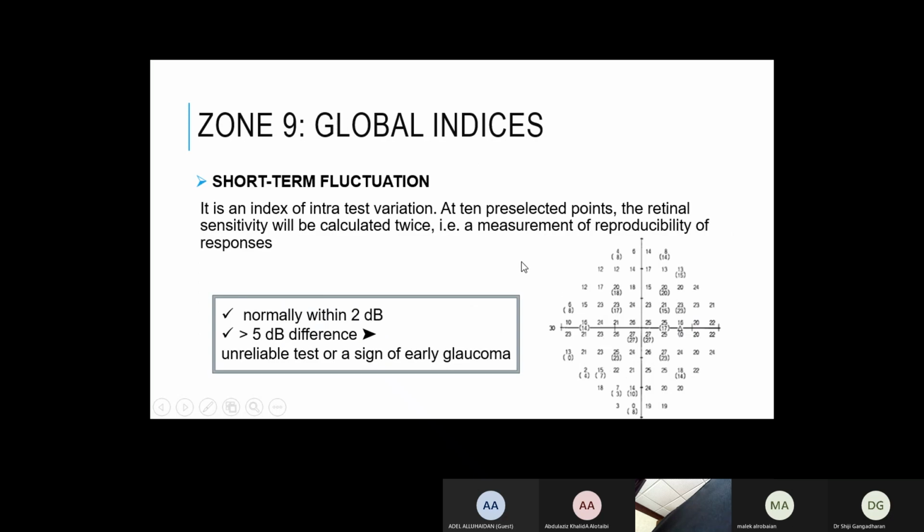Short-term fluctuation is an index of intra-test variation. At 10 pre-selected points, the retinal sensitivity will be calculated twice. It is a measurement of the reproducibility of the response. That means if there are 10 points in the visual field, the machine will measure each 2 times at the same intensity and will compare the results. If there is a high difference, that means either the test is unreliable or there is early glaucoma.